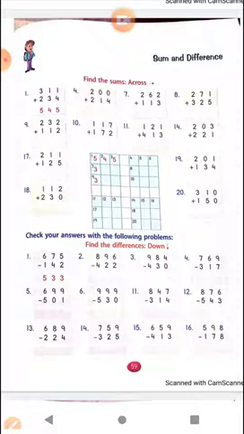And find the difference down. That means the answers of all the subtractions are vertical. And then you have to fill this grid accordingly. Okay.